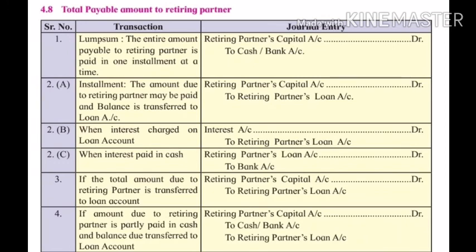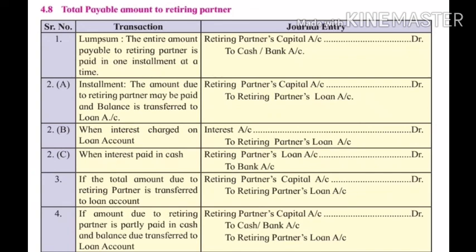So these are the three cases: when we are paying the amount at lump sum, when we are paying the amount in installments, and when we are not paying a single rupee to him or her. When we are paying at lump sum, the entry is retiring partner's capital account debit to cash and bank account. When we are paying installments, how many entries? Two entries. Retiring partner's capital account debit to cash and bank. Second, retiring partner's capital account debit to retiring partner's loan account. And in the third case, when we are not paying a single rupee, the entry will be retiring partner's capital account debit to retiring partner's loan account.